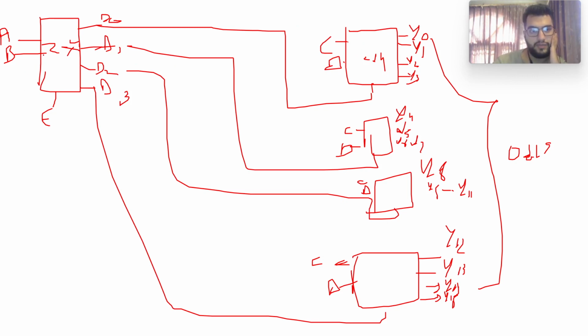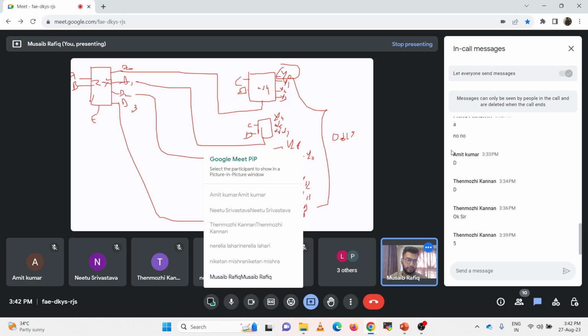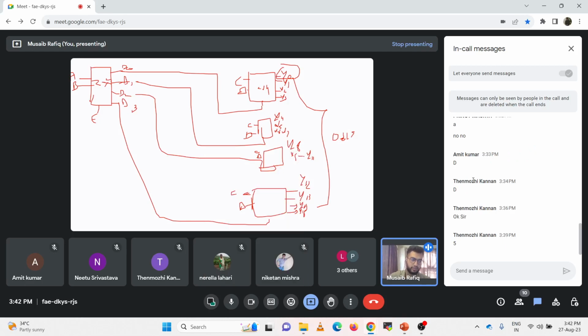So what does this mean? When enable is high, that is E, 0 0, this will get selected and it will be the enable of this decoder. Then when C and D are 0, this will be high, so that means Y0. Then D is 1, so Y1, and so on. You have a 4 cross 16 decoder. So any doubts in this question?